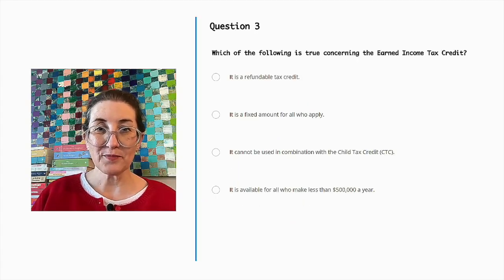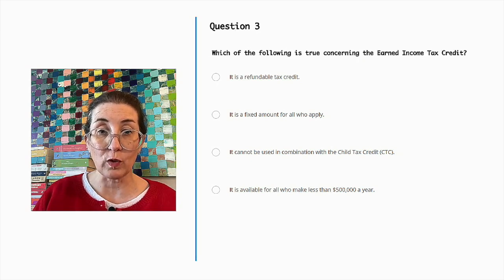Question number 3. Which of the following is true concerning the Earned Income Tax Credit? It is a refundable tax credit. It is a fixed amount for all who apply. It cannot be used in combination with the child tax credit. Or it is available for all who make less than $500,000 a year.